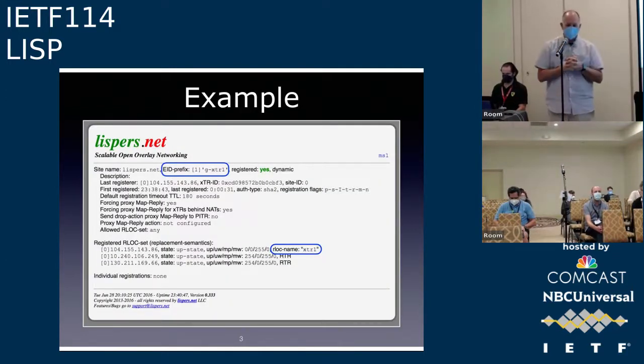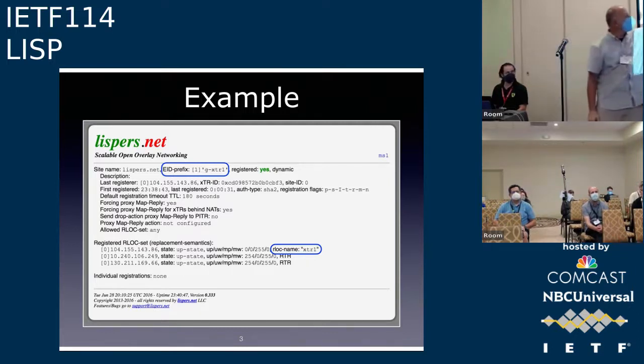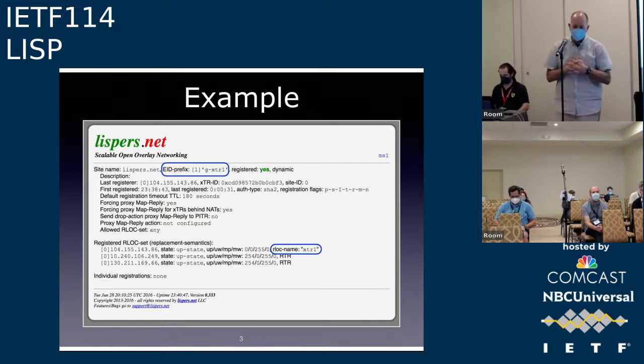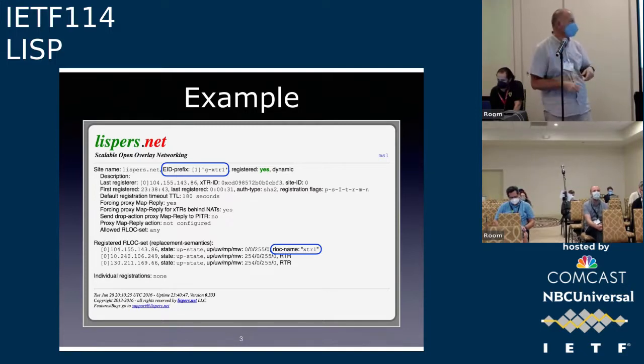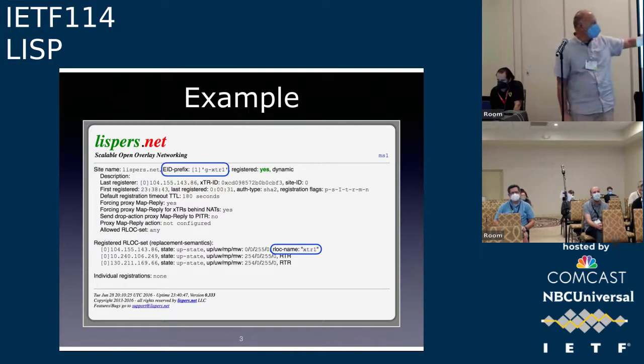This is an example of what I implemented in my open source code. This is a registration entry in the map server. The EID prefix in instance ID 1 is called G-XTR1. This is just an XTR that's sitting in Google in a VM. And the RLOC set is basically these guys.